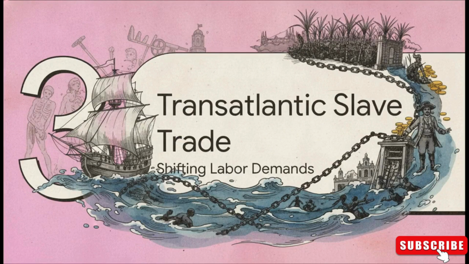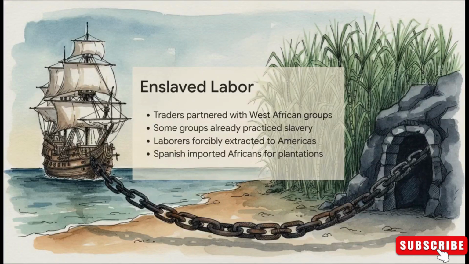Which brings us to part 3, the transatlantic slave trade. As native populations tragically declined from disease and brutal working conditions, the empire had to pivot to feed an economy that was just intensely hungry for labor. European traders formed partnerships with West African groups who already practiced forms of slavery. From there, individuals were forcibly extracted and shipped across the Atlantic. The Spanish specifically imported these enslaved Africans to sustain and wildly expand those incredibly profitable plantation and mining operations we were just talking about.